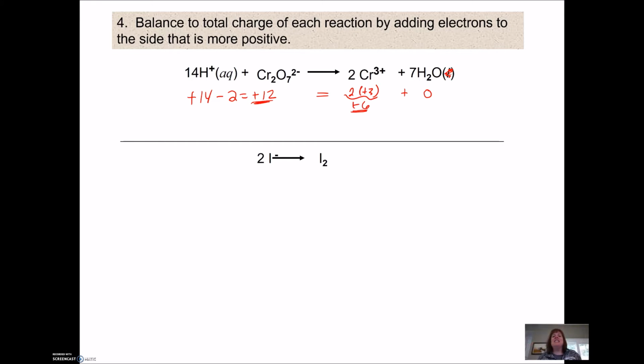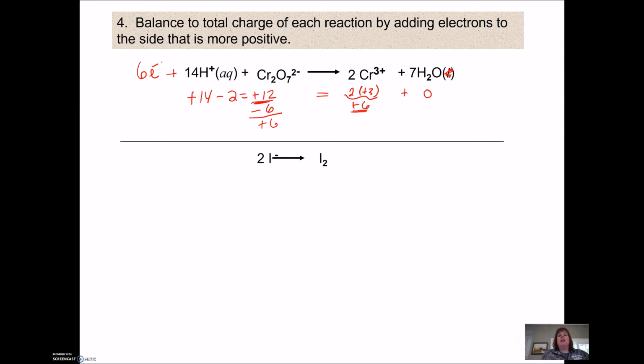We need to add electrons. This is an oxidation reduction reaction. So what we're going to have to do, remember, is add them to the side that's more positive, because adding electrons is like subtracting, right? Electrons are negative. So if I want this side to be plus 6, I want to subtract 6. 12 minus 6 would be plus 6, and then these sides would be equal. So that means I'm going to add 6 electrons to the left side of that reaction, because electrons are negative. So 12 minus 6 is plus 6, the other side is plus 6, and now my charge is balanced.